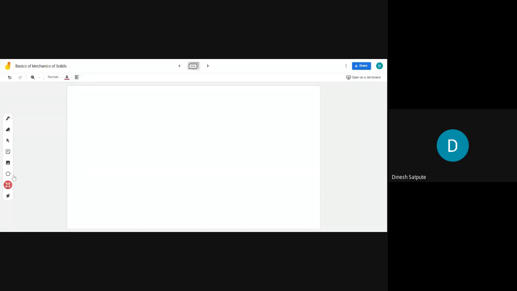Number 4, wherein we are going to deal with a simply supported beam subjected to uniformly distributed load. So let us discuss.